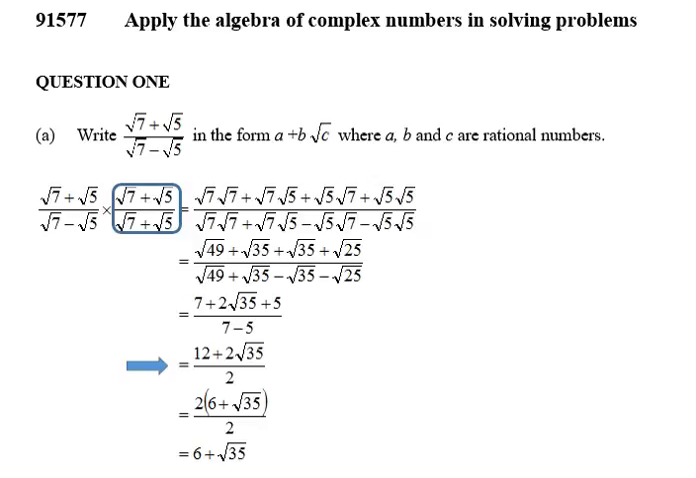Be careful when you do some cancelling in this sort of question. You've got to take the 2 out as a common factor from both terms on the numerator. So the 2 comes out the front, and you get 6 plus square root 35, and then the two 2's can cancel.